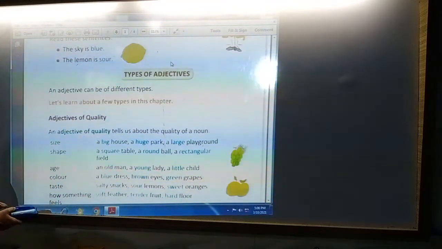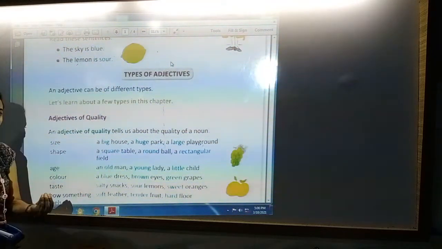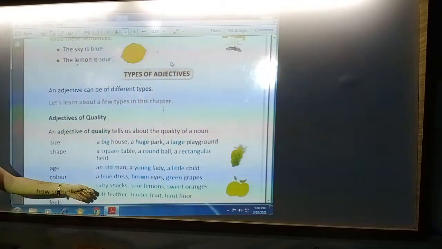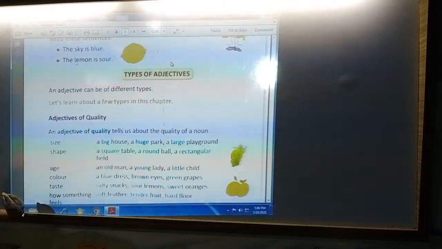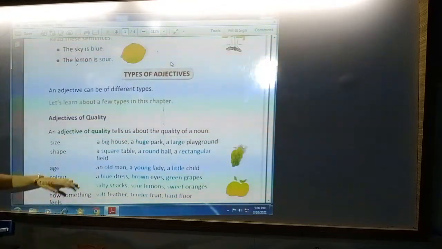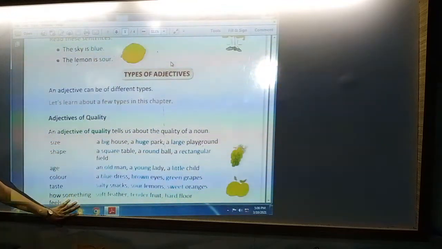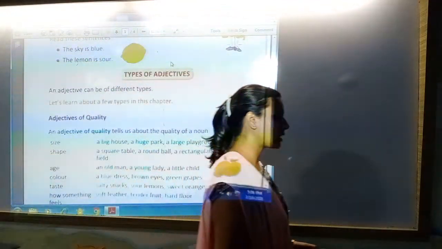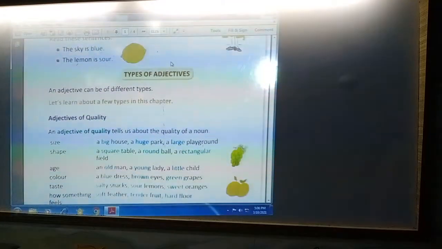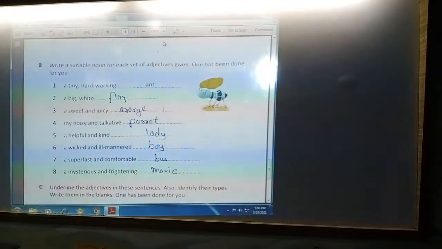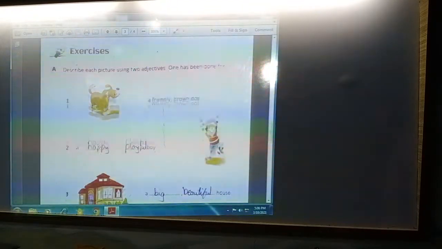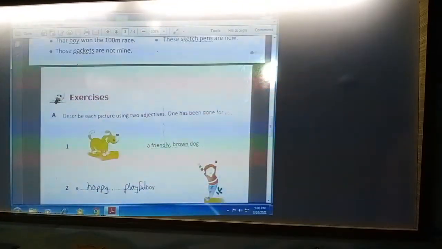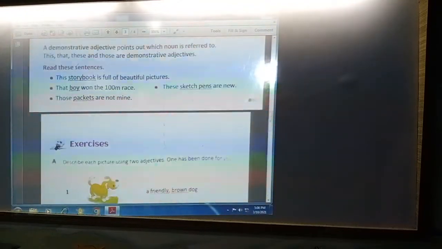Next is how something feels. Soft, hard, tender or bitter, cruel. So this can be the adjective of quality. These are the types of adjective of quality which describe the size, shape, age, color and how the noun feels.